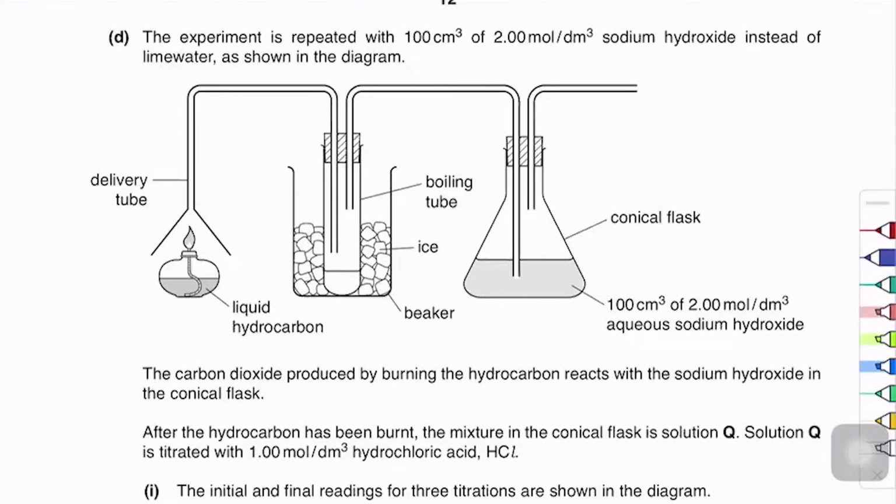Because initially he had 100 cm cube of 2 mole per dm cube sodium hydroxide. So the moles you can easily figure out, 100 over 1000 times 2. We can easily figure that one out. We know it is going to be 0.2 moles. But he's going to do titration again to figure out how much sodium hydroxide is left over.